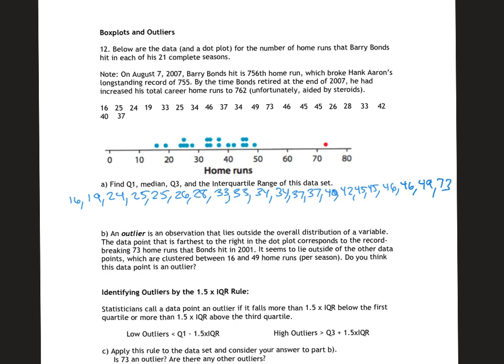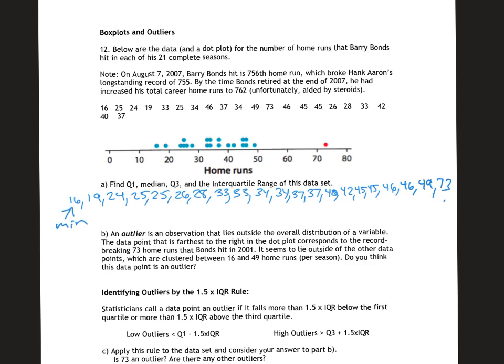All right, let's just double check that we have the right amount. 1, 2, 3, 4, 5, 6, 7, 8, 9, 10, 11, 12, 13, 14, 15, 16, 17, 18, 19, 20, 21. All right, I'm going to make sure there's 21 up above. So, yep, 21 complete seasons, it says. Okay, so obviously 16 is the min.